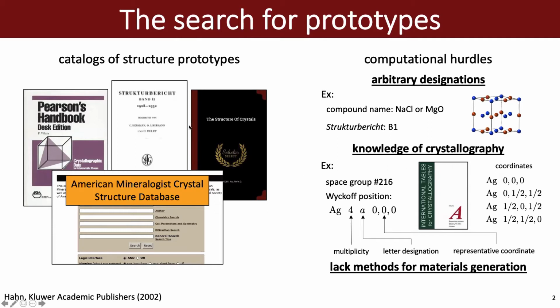Additionally, many of these resources will give the notation or the actual crystal structure with just the following information here. So for example, they'll give you space group 216 and maybe the Wyckoff positions for the silver atom, and they'll tell you the Wyckoff multiplicity, the letter designation, and the representative coordinate. But then you would need to go to an external reference, the ITC, the International Tables for Crystallography, and you would need to know that you need to expand out this coordinate by the symmetries to get the corresponding actual 4 atoms that it represents.